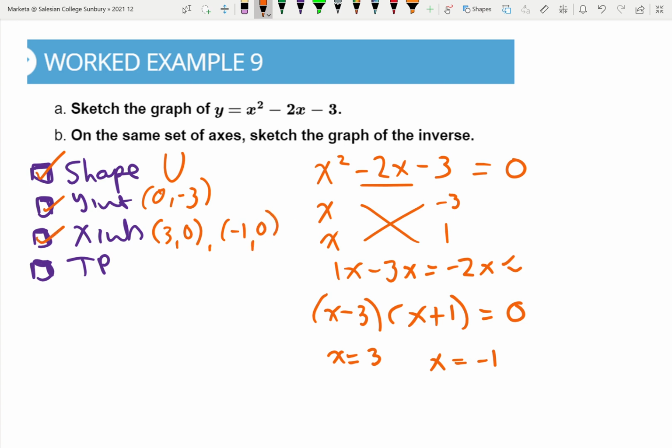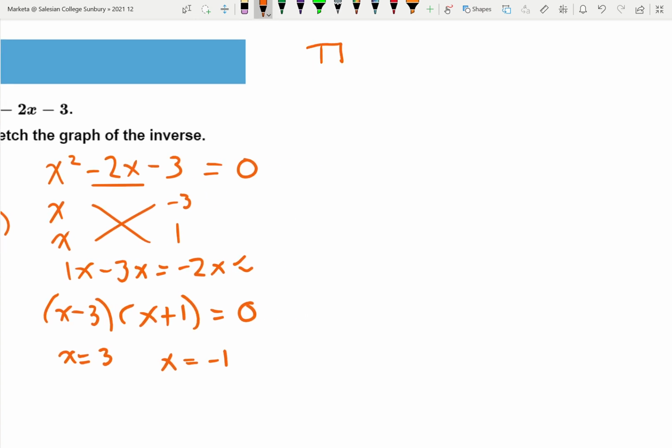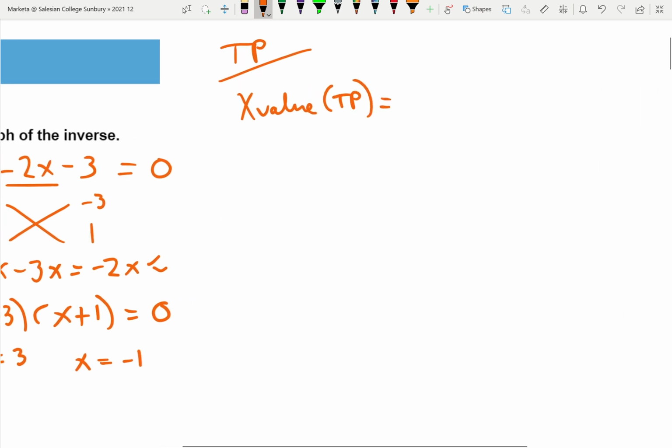So the last feature is, of course, the turning point, and the best way we can find the turning point here is knowing that the x value of the turning point is in the middle of the 2 x-intercepts. So we'll do that. So x value of the turning point is going to be, well, we can take the average, 3 plus -1 over 2. So 3 minus 1 is 2. Equals 1. So that's the x value.